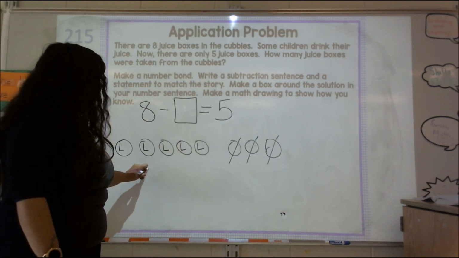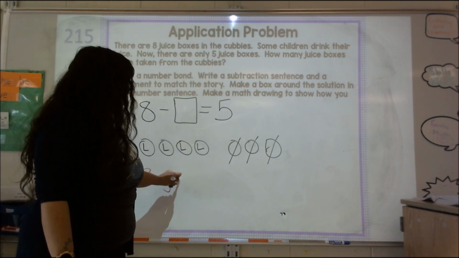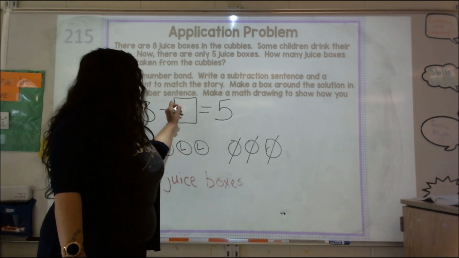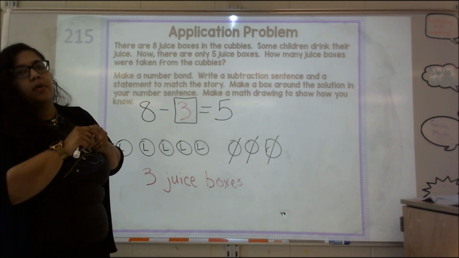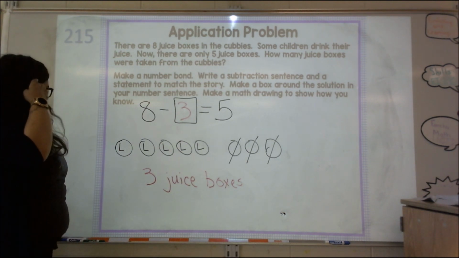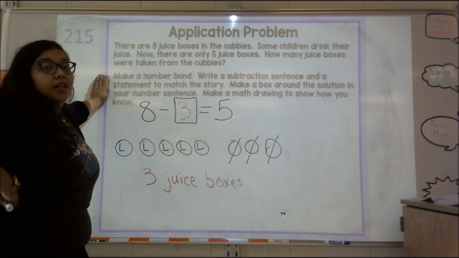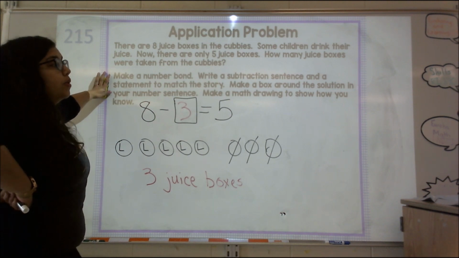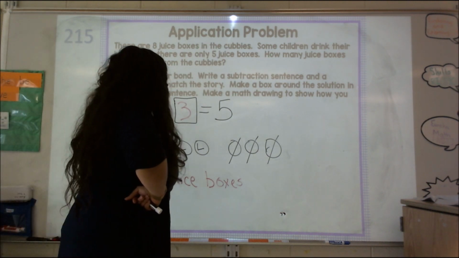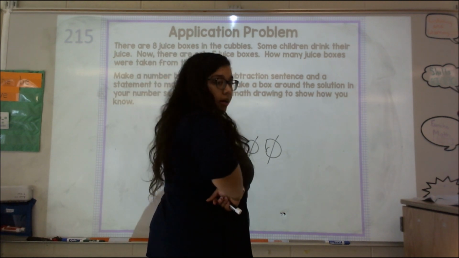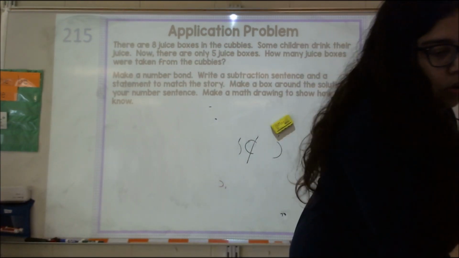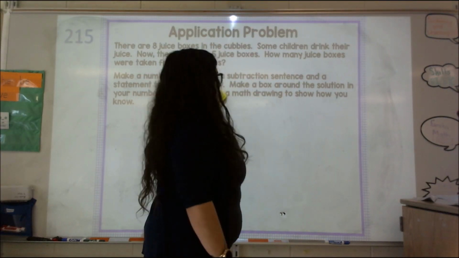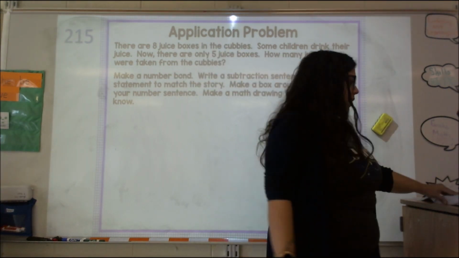Okay, so 3 juice boxes. 3 juice boxes were taken. 3 juice boxes were taken. Good job. All right, so yes, this is a review of yesterday's problem style, which was whole minus a part we don't know is equal to a part we do know. And today, we are going to look at the problem type of whole minus part equals the other part, the part that we don't know.